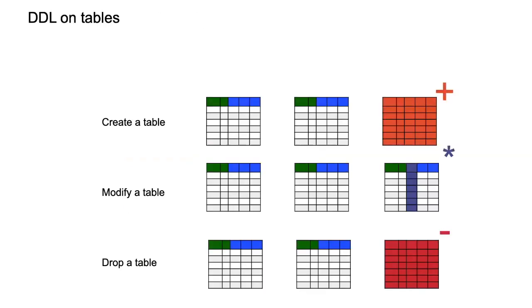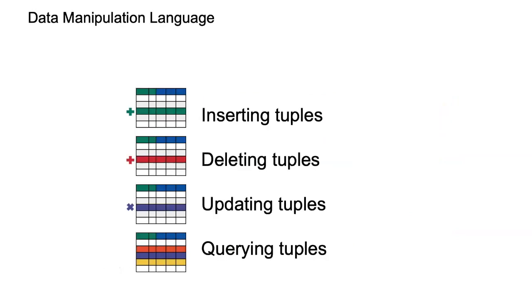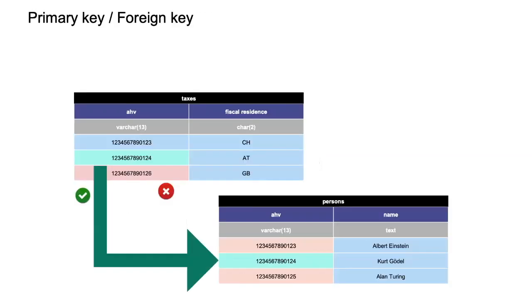So this is called DDL, and DDL means data definition language, exactly. Then you have data manipulation language. So this is when you actually manipulate tables. And you can, for example, insert a tuple in a table, delete a tuple, update a tuple, or query tuples. Then this is SQL, and you have the whole algebra, right?